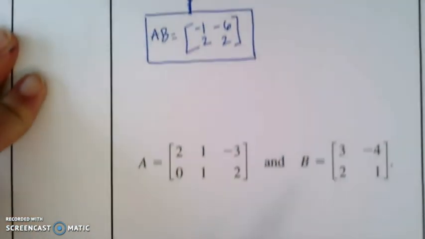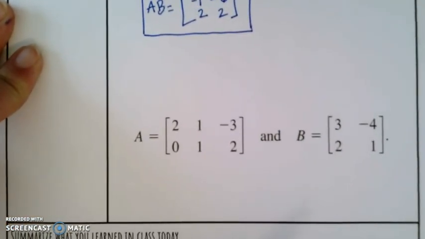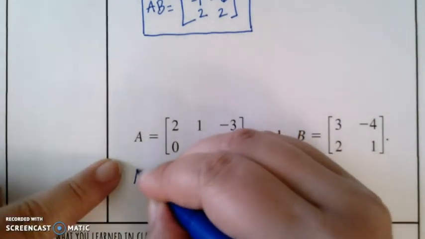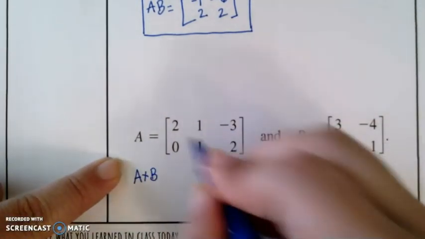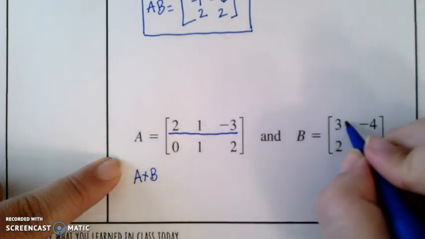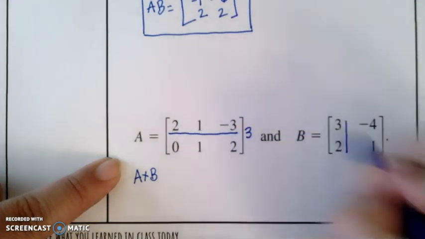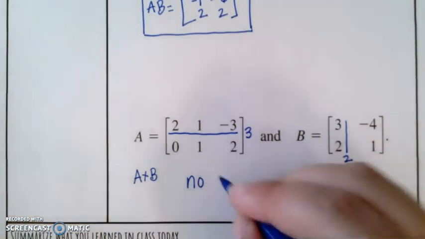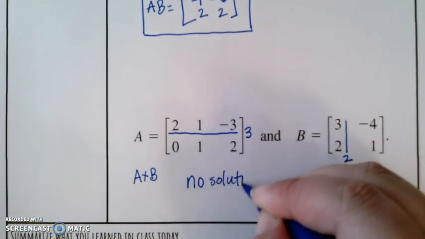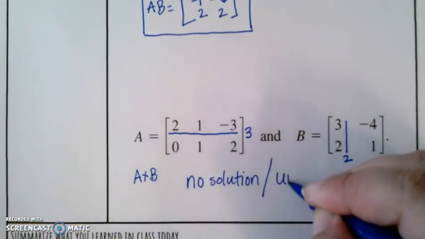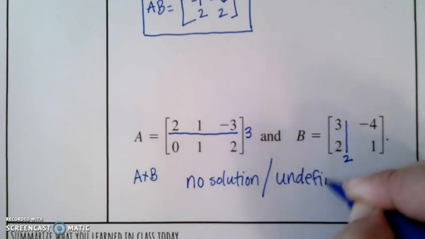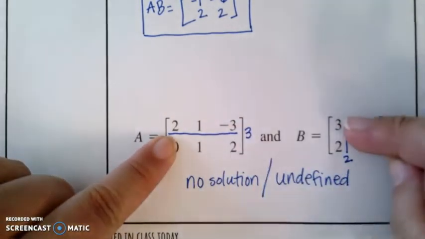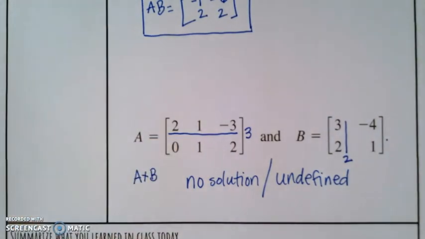Okay, and the last exercise for this lesson, we want to multiply these matrices, A times B. So I'm going to look across and down. Now this has 3 and this is 2, so there's no solution, or undefined, because they have to be the same number of elements across and down, and they don't.